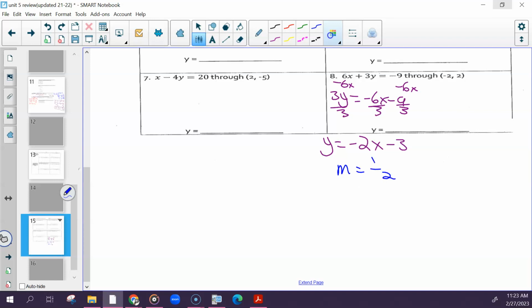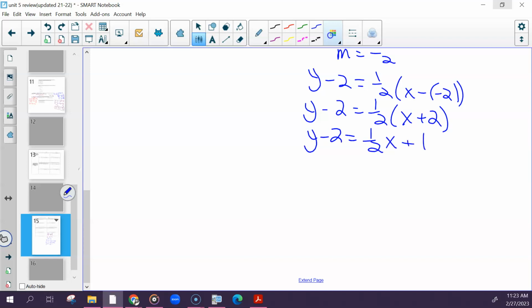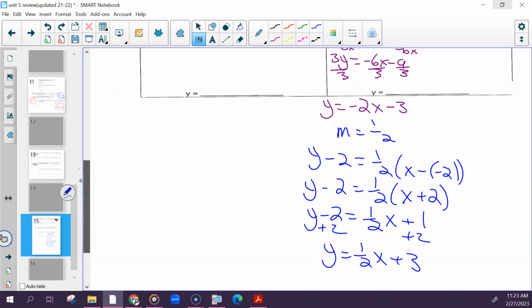Take that and your point and use point slope. So y minus 2 equals 1/2 times x minus a negative 2. Or y minus 2 equals 1/2 times x plus 2. And then we can distribute. So 1/2 x plus 1 and add 2 to both sides. So this would go on that line. Other questions on this page?